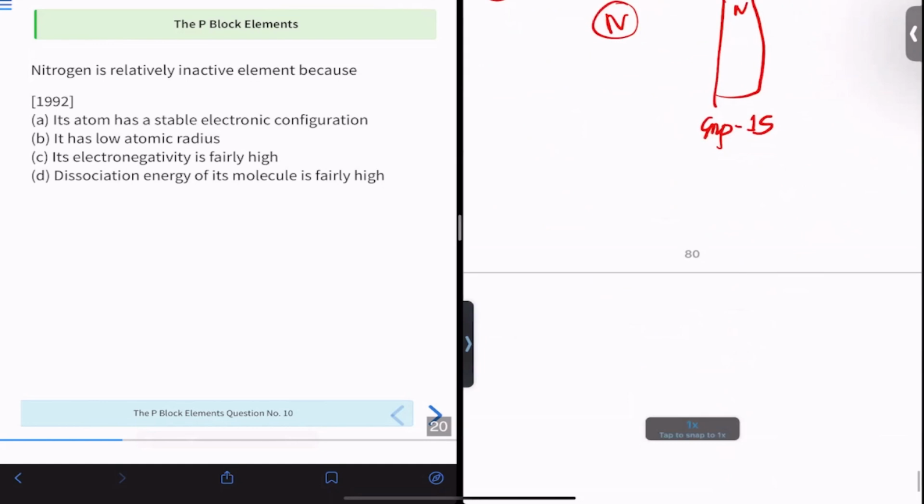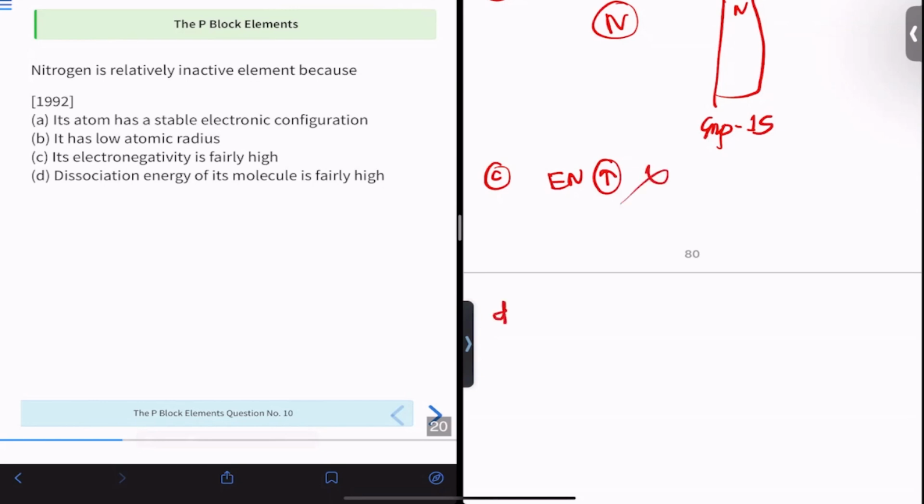So I'll move to option C. It has a high electronegativity. But is this the reason why it is inactive? No. Many elements have a high electronegativity. You can take the example of oxygen or fluorine, but they are not inactive elements, they are very active elements. Fluorine is one of the most reactive elements of the periodic table. So this is not the reason why it is inactive.